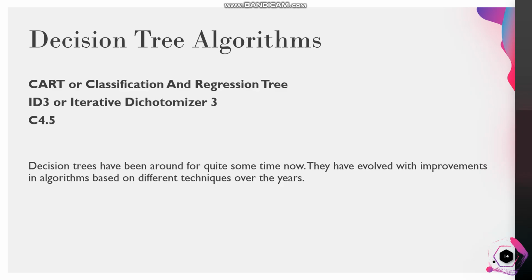As I mentioned, decision trees follow greedy recursive splitting of nodes, but when do they stop? There are many strategies applied to define the stopping criteria, the most common being the minimum count of data points. Node splitting is stopped if further splitting would violate this constraint. Another constraint used is the depth of the tree. Decision trees have been around for quite some time now. They have evolved with improvements in algorithms based on different techniques over the years, and we can see the decision tree algorithm.